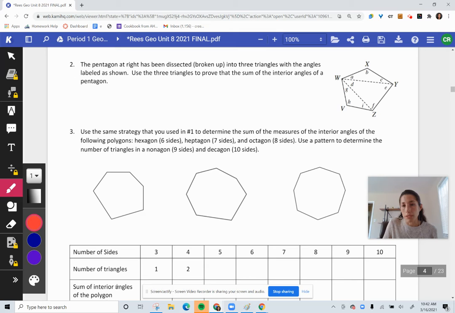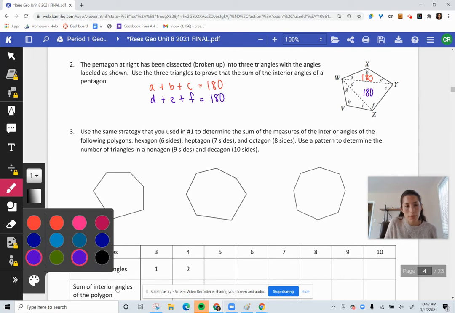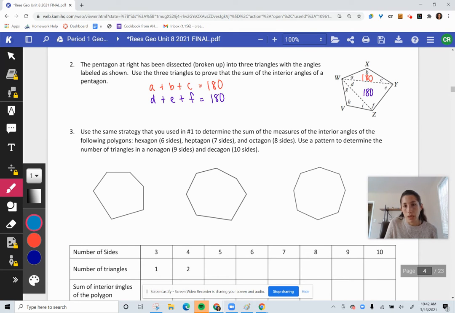So I know that A plus B plus C, this triangle here, those angles add up to 180. So A plus B plus C equals 180. I have another triangle here, D, E, and F. Those angles, D plus E plus F, is equal to 180. And then I have my third triangle, G, H, and I. These three angles add up to 180 in total. So G plus H plus I equals 180.